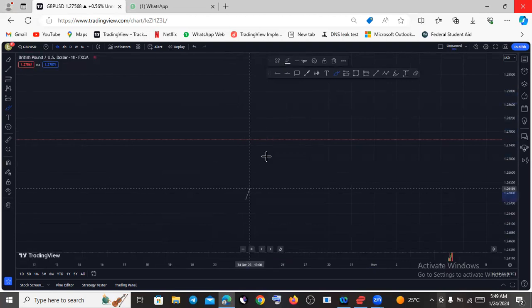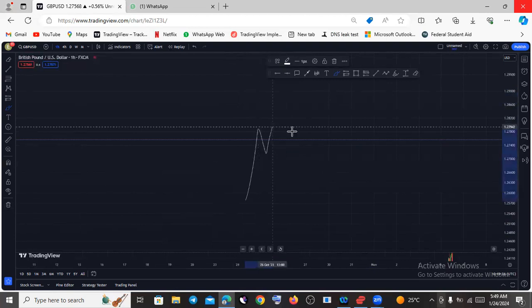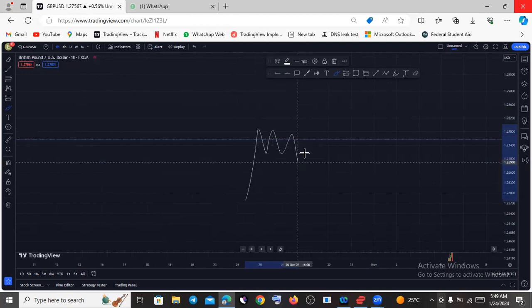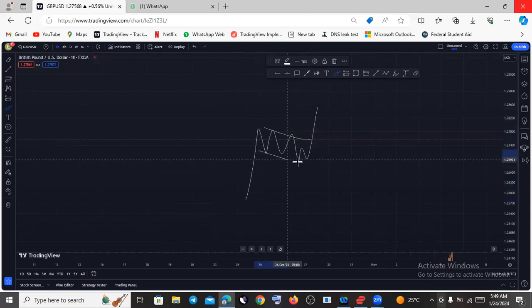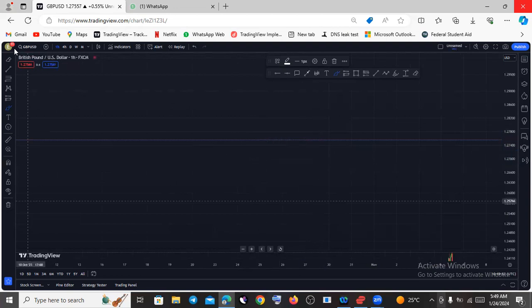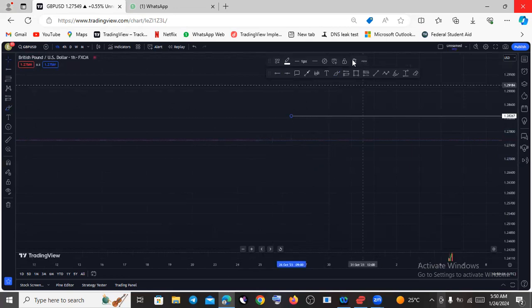So you have to wait until the market forms a clean structure. Like for example, these are bullish patterns, this is the double bottom, which marks the end of this correction. So now you can take it. Now I want to show you on the actual market what I mean.